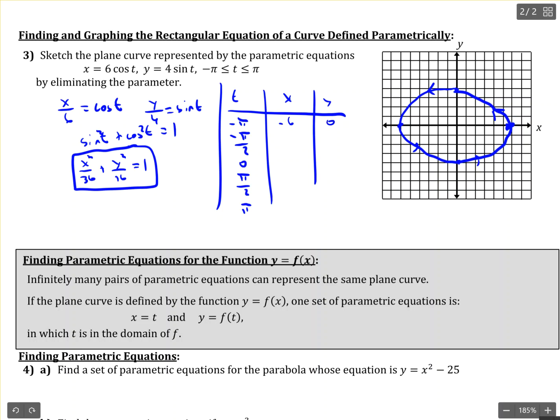Then at negative pi over 2, that's straight down, so x is 0 and y is -4. Plug in 0, I get x equals 6, y equals 0. Plug in pi over 2, x is 0, y is 4. Plug in pi, I get -6, 0. I'm sorry, I misspoke earlier. Since I was saying we did 0 to 2 pi, but we started at negative pi, we start at this point and go around. We still have the right direction, but we start and end at this point, not the one on the right.